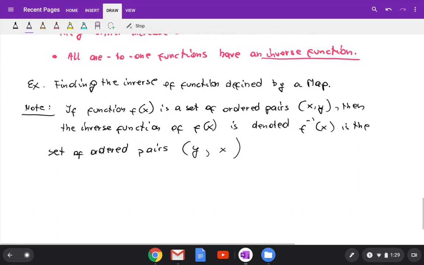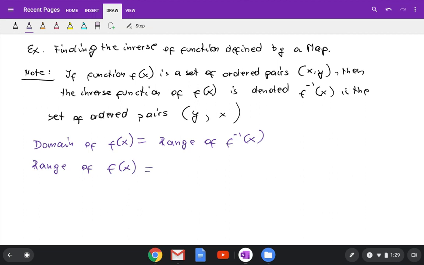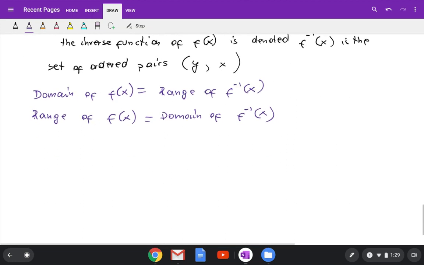Let's review that. I know we talked about inverse functions, but just in case you need the review, the domain of f of x, which is the original function, is always going to be equal to the range of the inverse function. And the range of the original function is always going to be the domain of the inverse function. And now we're ready to move on to the example.